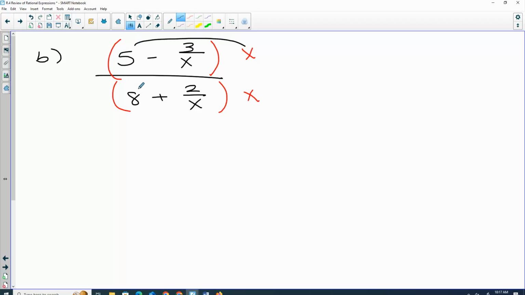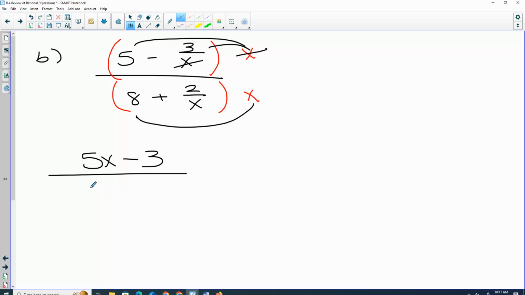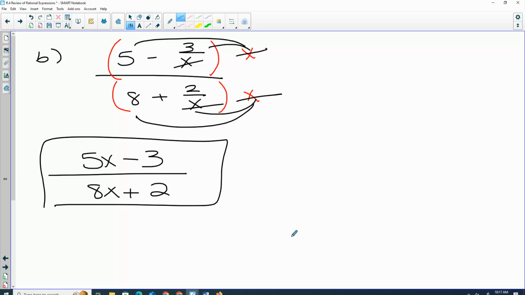Then you distribute it. So 5 times x would be 5x. Minus 3 divided by x times x, they would cancel, so we just get 3. On the bottom, 8 times x would be 8x. Plus, here the x's cancel and we get 2. And that's our final answer. Do you guys have any questions?